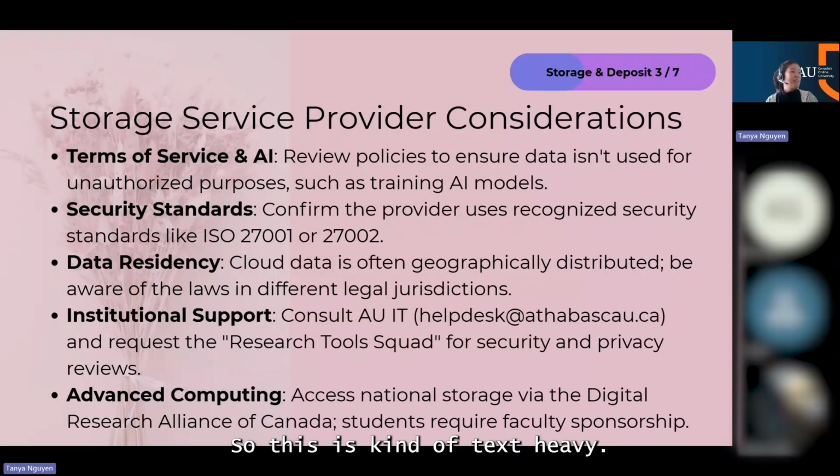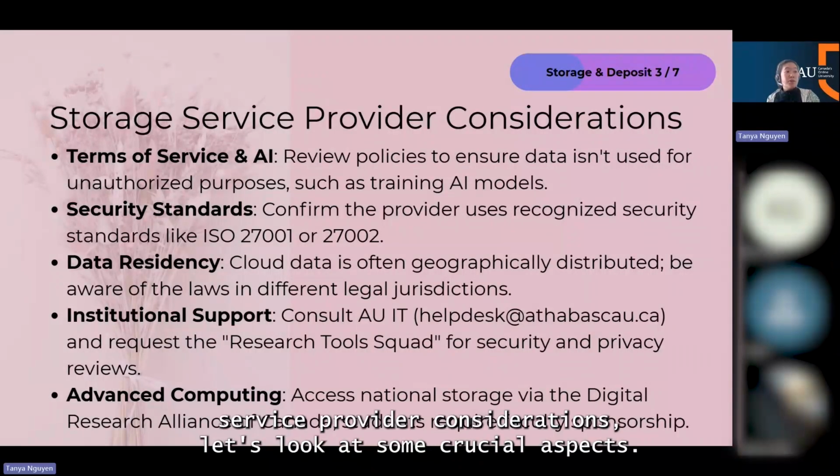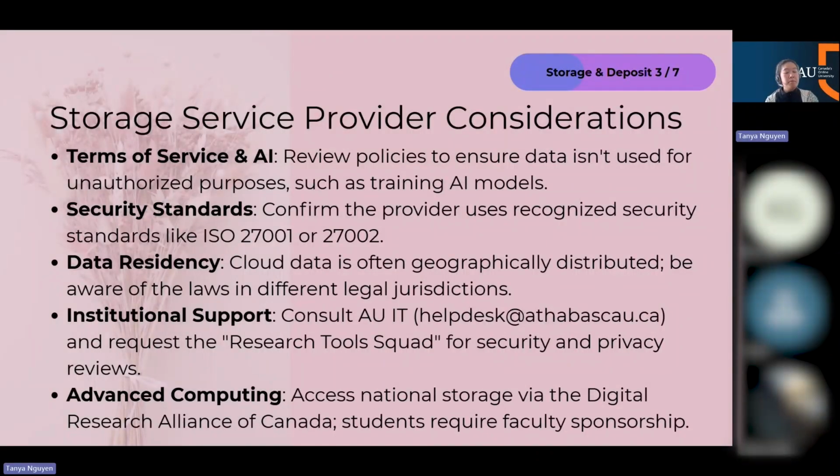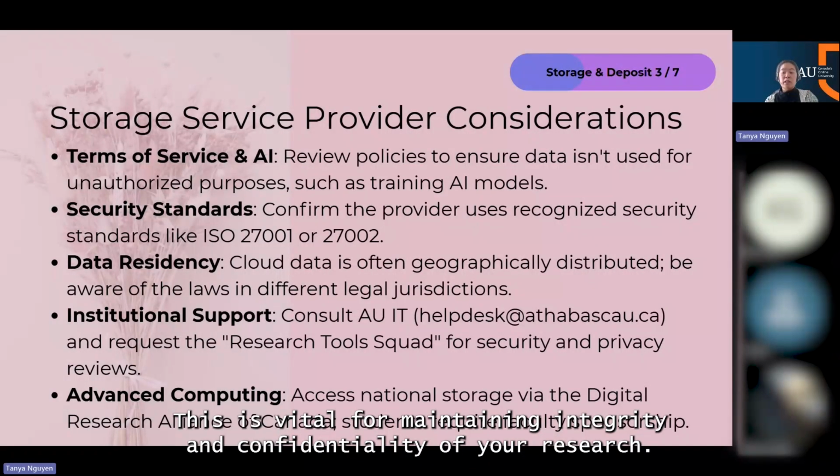Sorry, this is kind of text heavy. As we dive into storage service provider considerations, let's look at some crucial aspects. First, it's essential to review the terms of service and the AI policies for some of these storage service providers. Ensure that your data isn't being used for unauthorized purposes like training AI models. This is vital for maintaining integrity and confidentiality of your research.